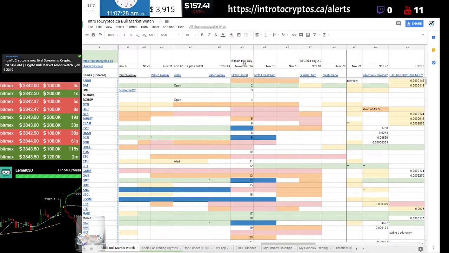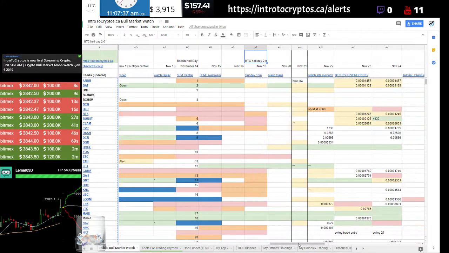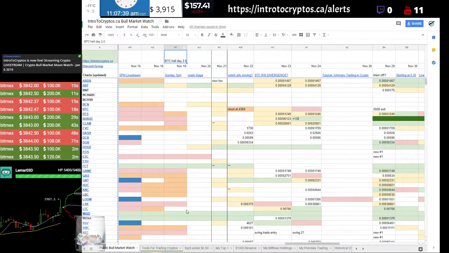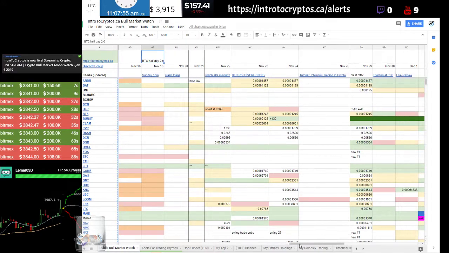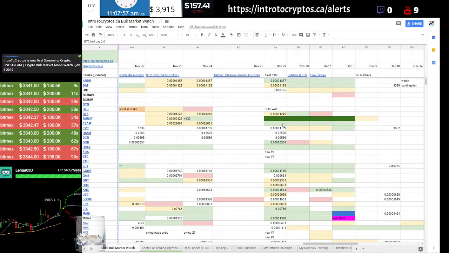And sure enough, Bitcoin Hell Day, which I called it on November the 14th, and version 2.0 on November 18th, as Bitcoin was going down, it pretty much reset our whole study. We were looking for things to make a bottom formation on the 12-hour bars, and everything had broken down to new lows, which starts you hunting again for a whole new series of bottom formations. So this is where we were on November the 21st, 22nd, 23rd, 24th, looking for small little bottom formations.